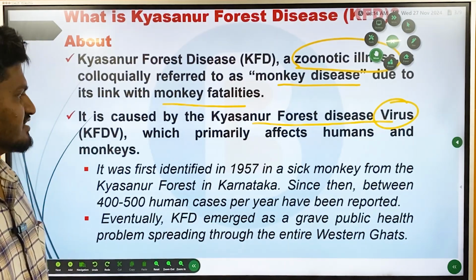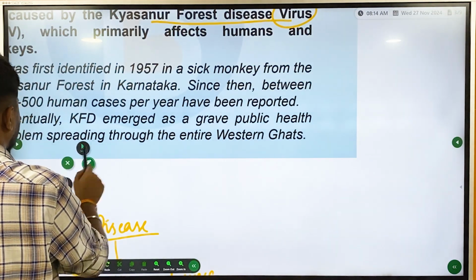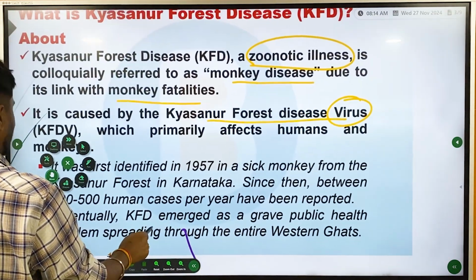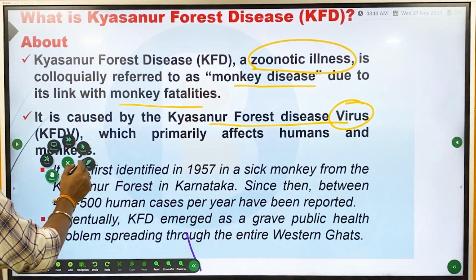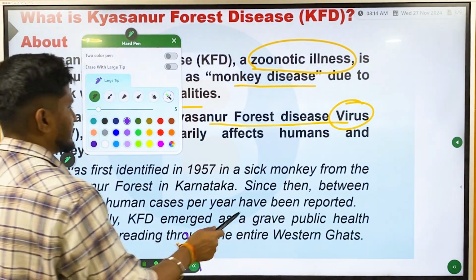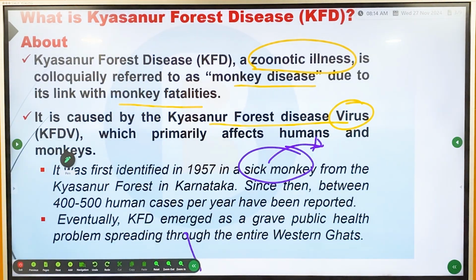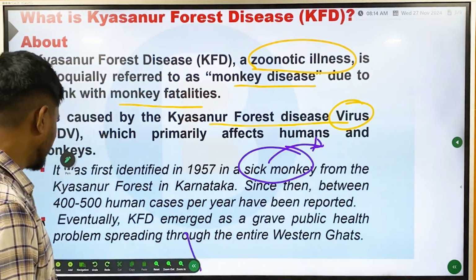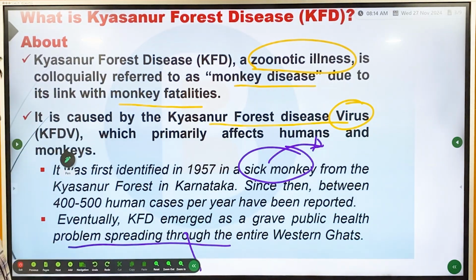Its history is that it was first identified in 1957 in a sick monkey from the Kyasanur forest in Karnataka. Since then, between 400 to 500 human cases per year have been reported. It was first identified in a sick monkey, and from the monkey it has been transferred to human beings. That is why it is called a zoonotic disease. Eventually, KFD emerged as a grave public health problem spreading through the entire Western Ghats. Initially it was endemic to Karnataka, but then it started spreading to other parts of the Western Ghats also. So this is the history.